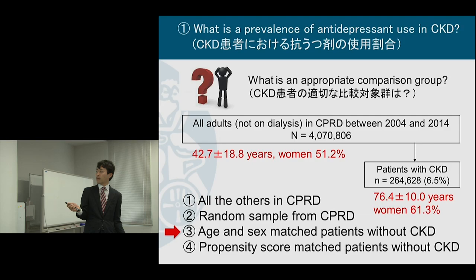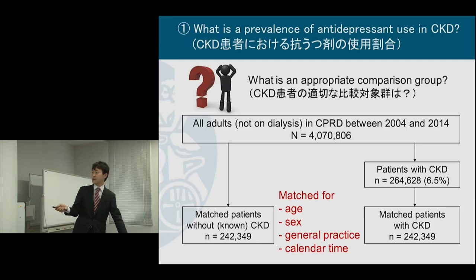Okay, so as such, I selected randomly with the same age, sex, in addition to the same general practice and calendar time for more fair comparison, and the same number of patients. And let me note that in this process, 20,000 patients were dropped because these 20,000 patients were 90 years old women. So most of them had CKD. So I didn't find any comparison group from this population. But for prioritizing fair comparison, I dropped these 20,000 patients and then compared this group and that group.